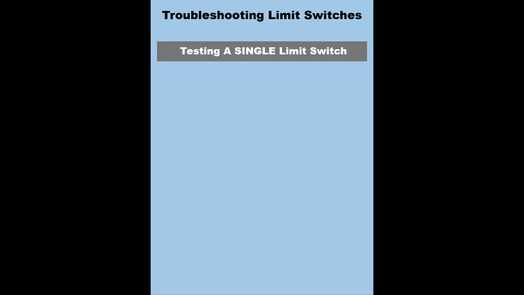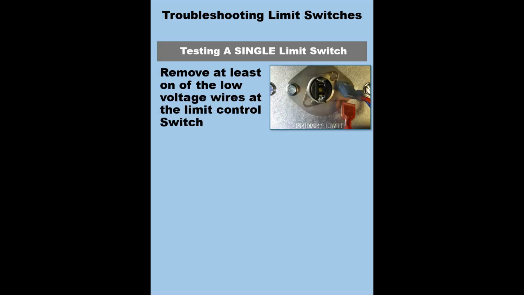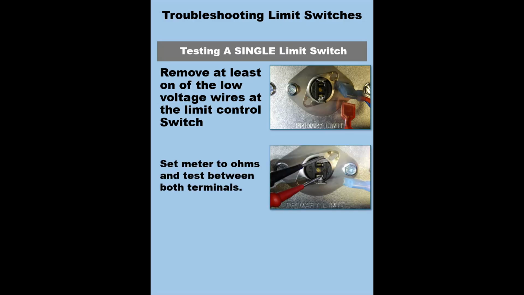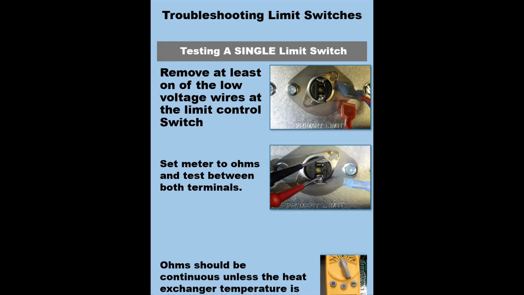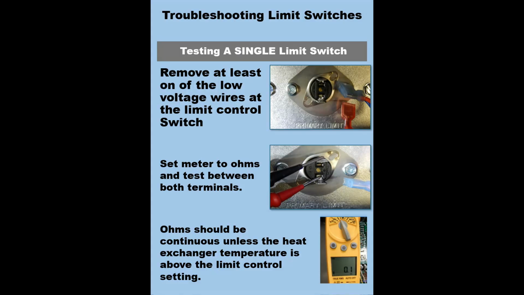Troubleshooting limit switches, testing a single limit switch. Remove at least one of the low voltage wires at the limit control switch. Set meter to ohms and test between both terminals. Ohms should be continuous unless the heat exchanger temperature is above the limit control setting.